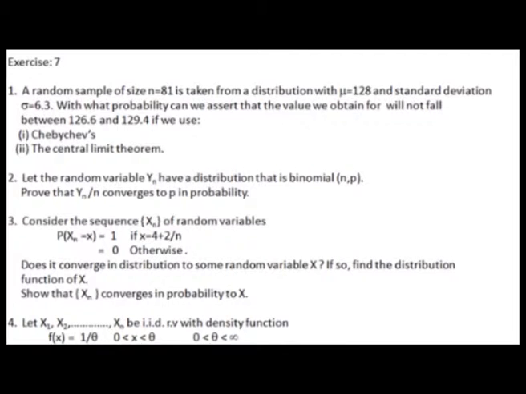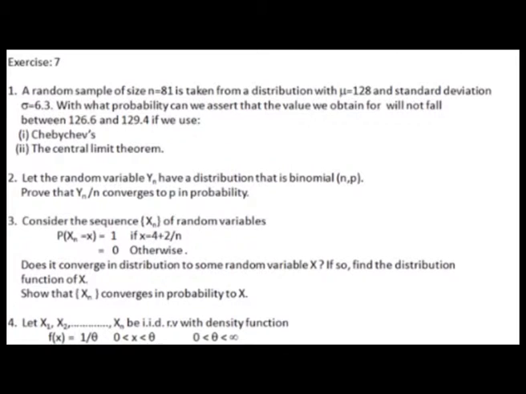Then the third problem: consider the sequence X_n of random variables, where the probability of X_n equal to x is 1 if x is 4 plus 2 by n, and 0 otherwise. So, here X_n is equal to x with probability 1 if x is 4 plus 2 by n. Does it converge in distribution to some random variable X?